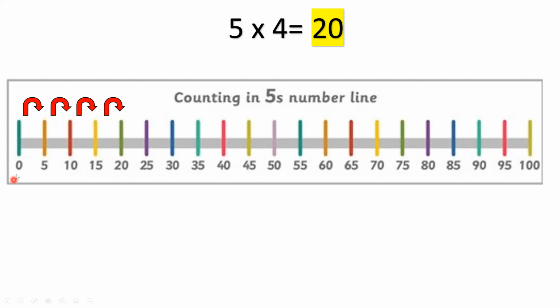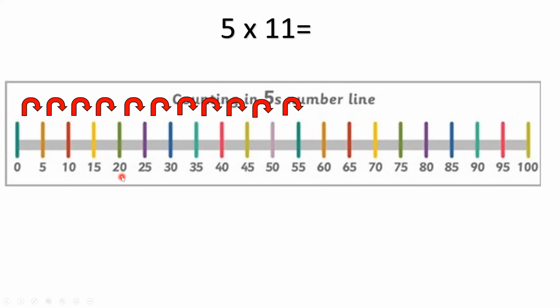I moved my finger across the number line 4 times. I can also jump 4 times on the number line and I still get to 20. So 5 times 4 equals 20. 20 is a multiple of, in this case, 5.